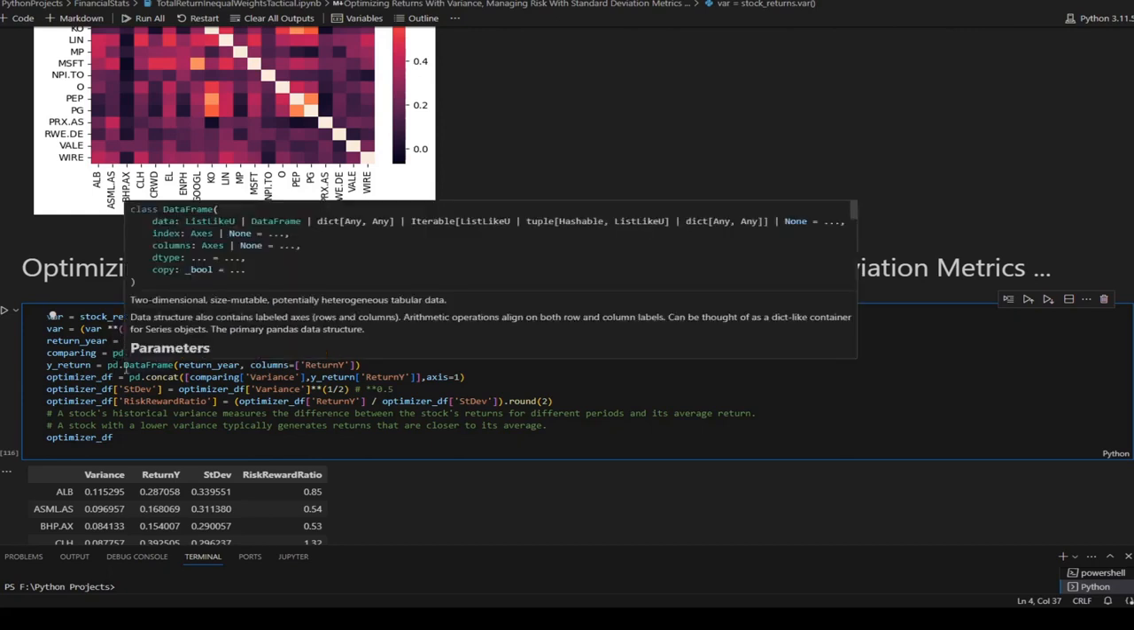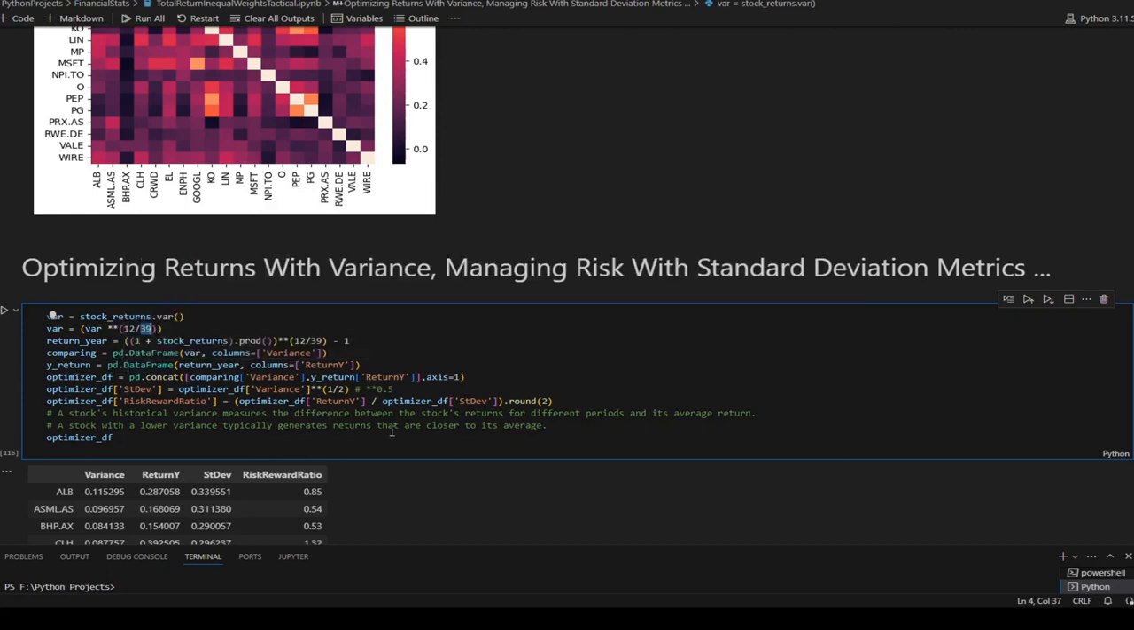We wrap it into a data frame and we create a few new columns. So we have the variance column, the return on yearly average, the standard deviation, and I calculated a risk reward ratio, which is actually only the average return divided by the standard deviation. And the higher this result, the more reward you can expect for the same amount of risk.